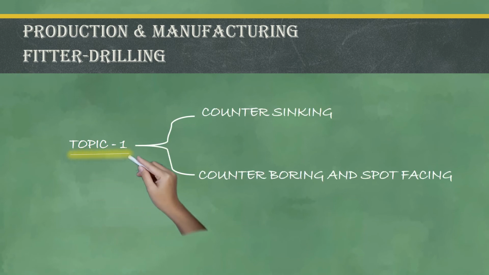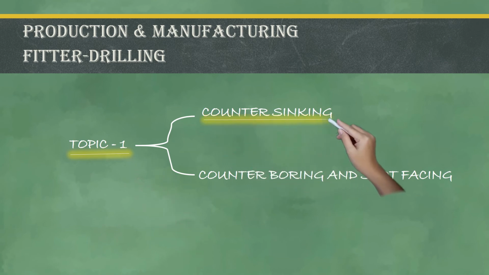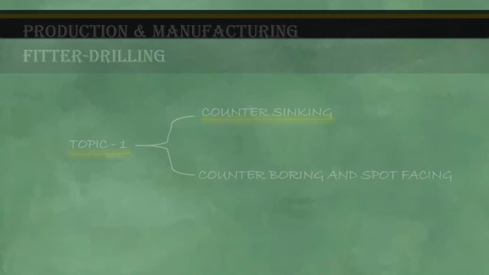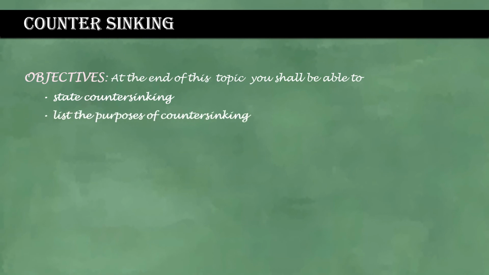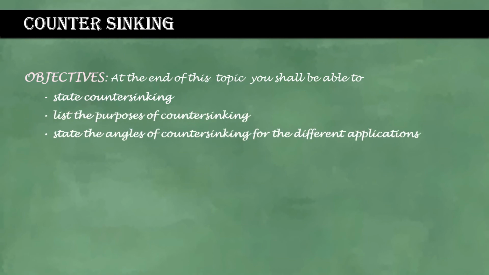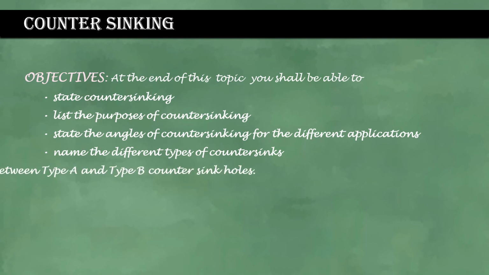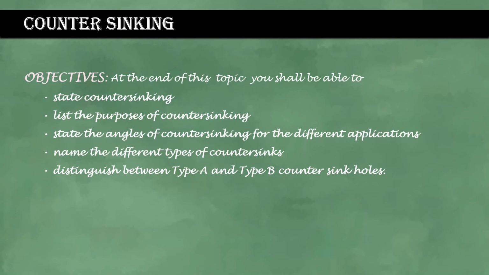Topic 1. Countersinking. Objectives. At the end of this topic you shall be able to state countersinking. List the purposes of countersinking. State the angles of countersinking for the different applications. Name the different types of countersinks. Distinguish between Type A and Type B countersink holes.